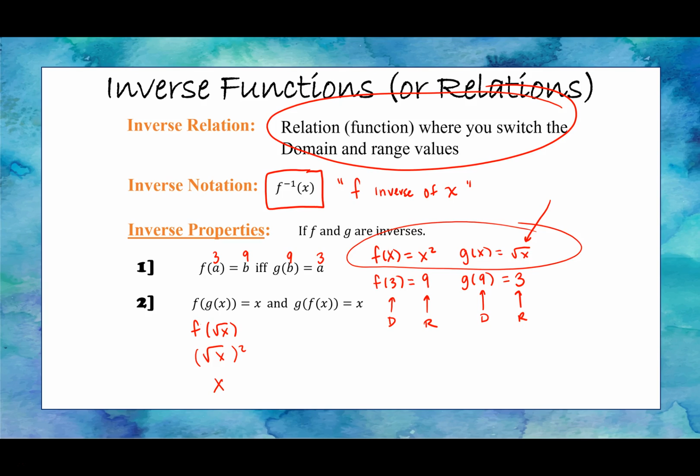Similarly, g of f of x, so I'm going to have g of x squared. I'm going to go ahead and put x squared into here. So that's going to be the square root of an x squared, and that's going to give me just plain old x. So you can see that these functions undo each other. They are inverses. Their domain and range are opposites.